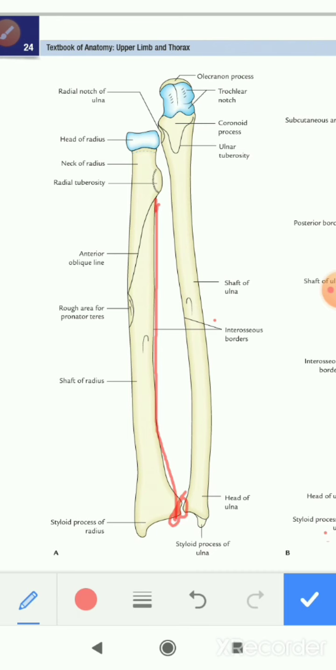So we previously told that the medial border is the sharpest border. The medial border gives attachment to the interosseous membrane. Okay. The interosseous membrane is attached to the interosseous border or medial border in the lower 3/4 of it. That means the lower 3/4 of the medial border or interosseous border gives attachment to the interosseous membrane.